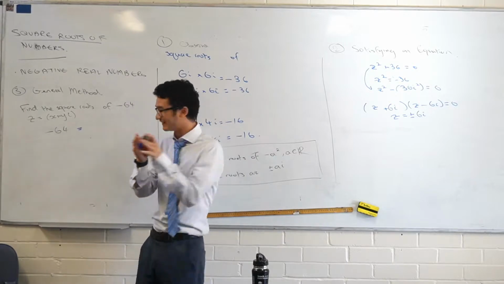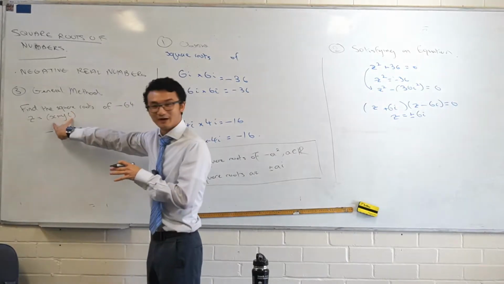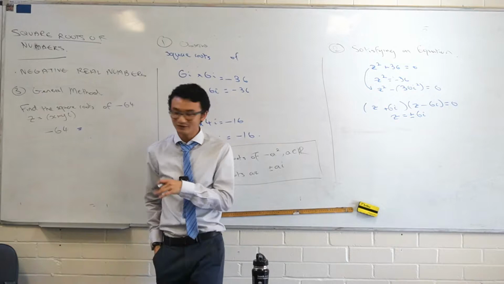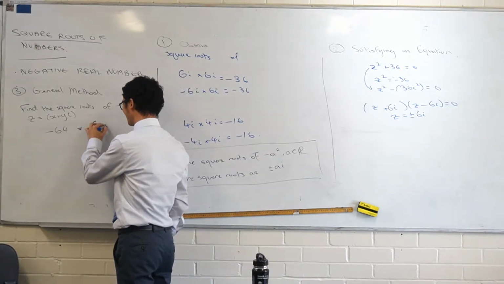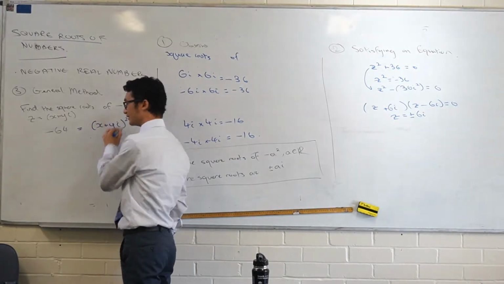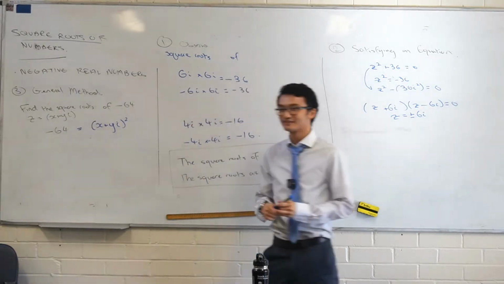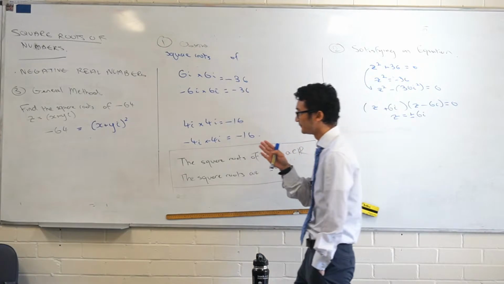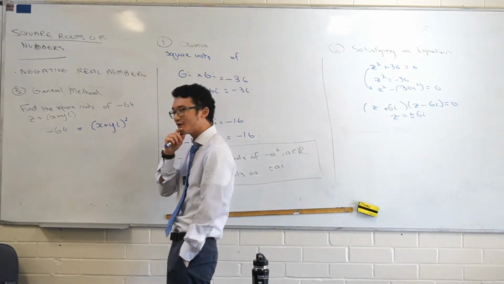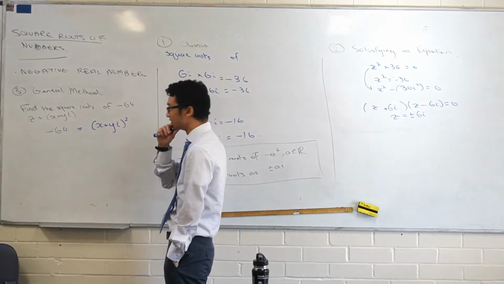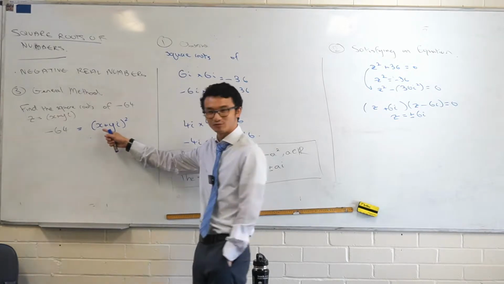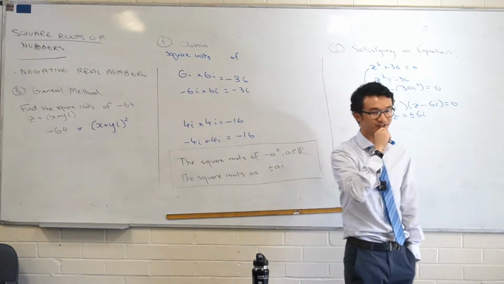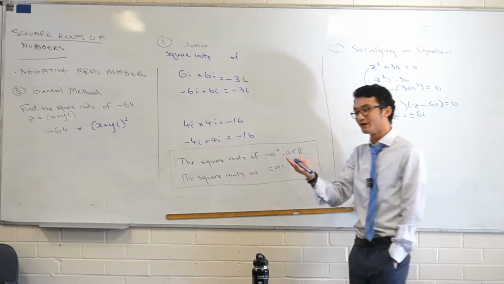James is saying I need to multiply this number by itself to get negative 64, so I can write that as x plus yi all squared. There is some value for x and y which satisfies this. The question is, how are we going to solve for this? Can anyone see a problem with trying to solve for x and y in this equation? There's two variables, one equation.